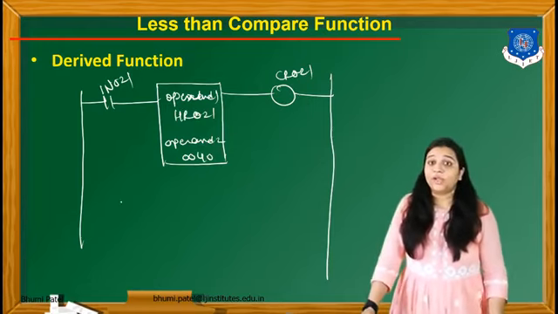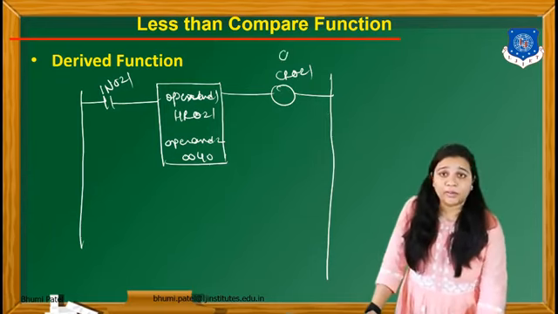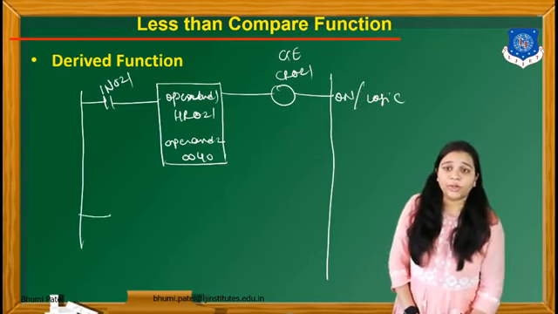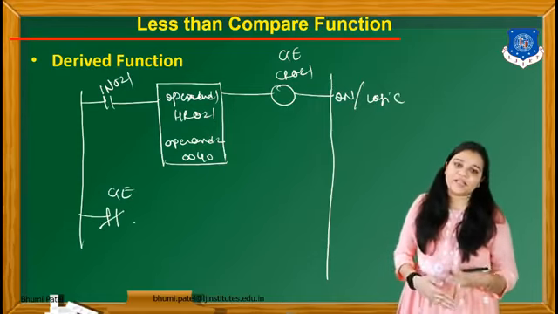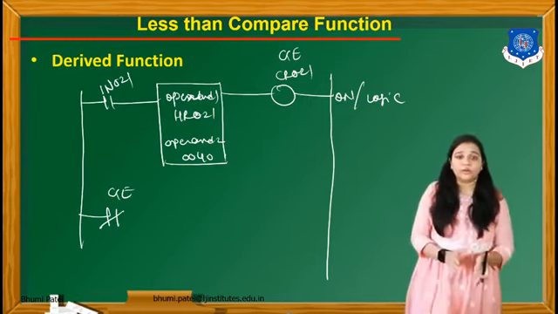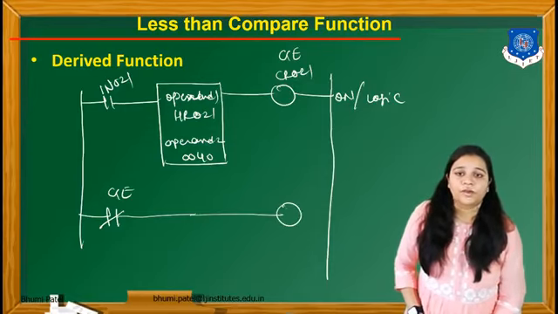Now we have to derive the less than compare function using the basic function. If the number is greater than or equal to, that time this output goes on. This is my logic. If the number is not greater than or equal to the other number, that means my number is less than the other number. So we can put greater than or equal to in a normally closed contact, and then we take one output for the less than function.